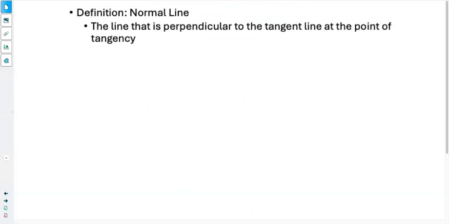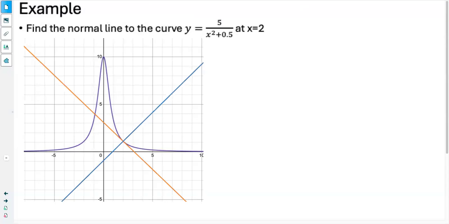Okay, so we're going to review what a normal line is because sometimes our questions will ask us not to find our tangent line, but to find our normal line. So we know our tangent line gives us our slope at a particular point. Our normal line is a line that's perpendicular to our tangent line at that point. So for example, find the normal line to the curve y equals 5 over (x squared plus 0.5) at x equals 2.